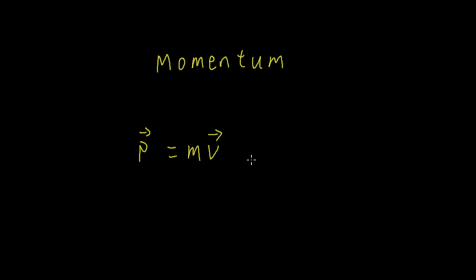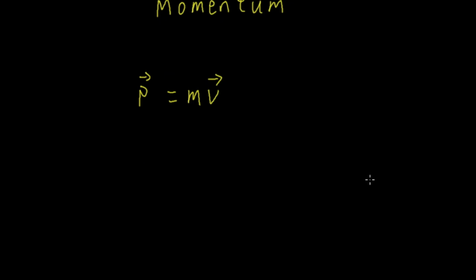Now, to talk about conservation of momentum, we have to first talk about Newton's third law of motion, action-reaction. Let's say two objects collide with each other. So let's say there are two balls. That's ball 1 and that's ball 2. Ball 1 is moving this way, and ball 2 is moving this way, and they collide with each other.